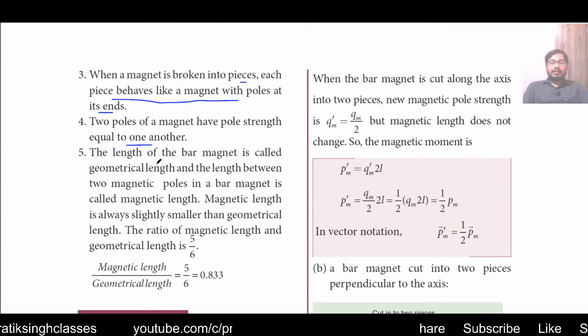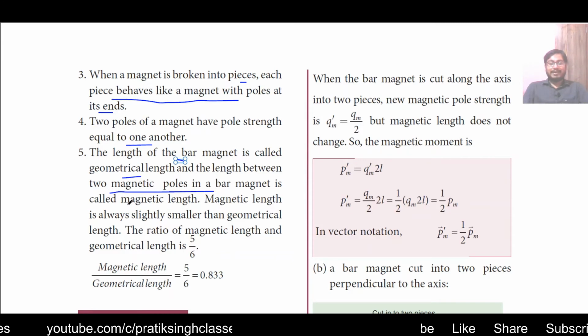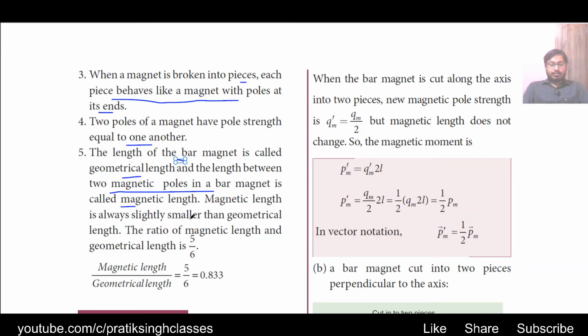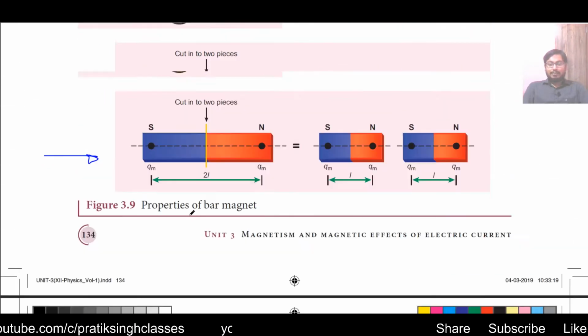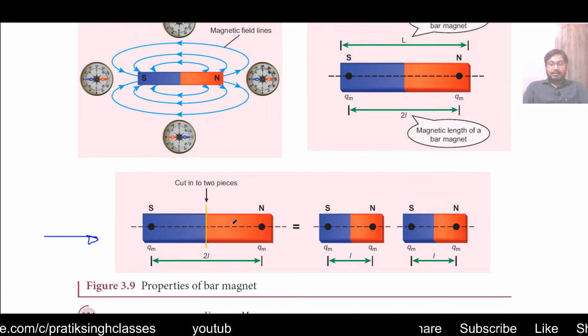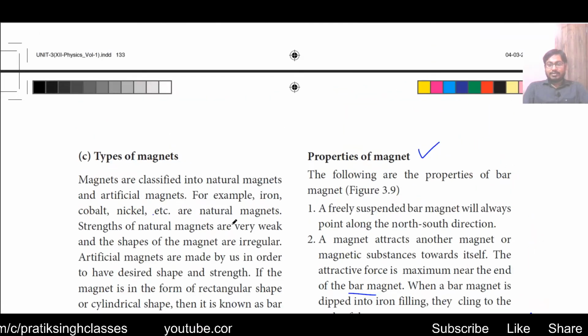Fine. The length of a bar magnet is called the geometrical length, and the length between the two magnetic poles in a bar magnet is called the magnetic length. So, geometrical length and magnetic length, as in the first figure which I have shown you.